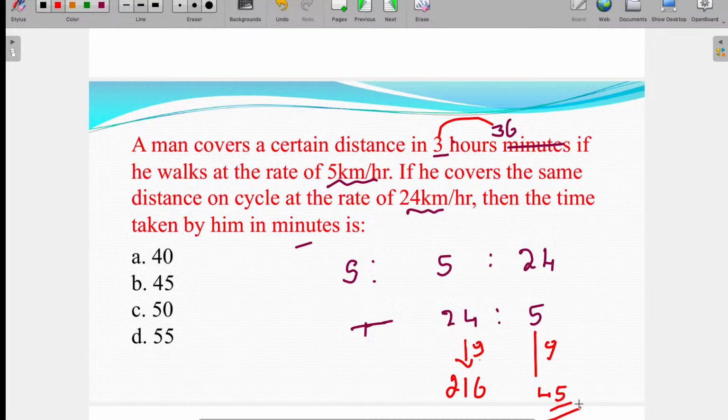That will be your answer. Is it clear? So it is comparison only, just comparison. You should know the ratio method only. Whatever we are doing here is the ratio method till now. Clear this? Understood? Next.